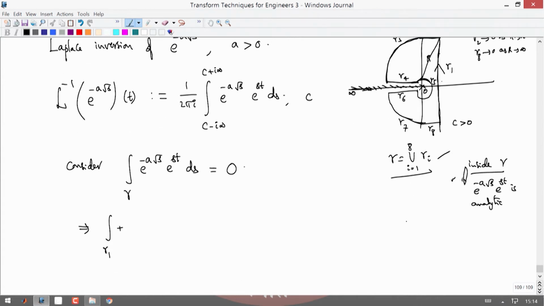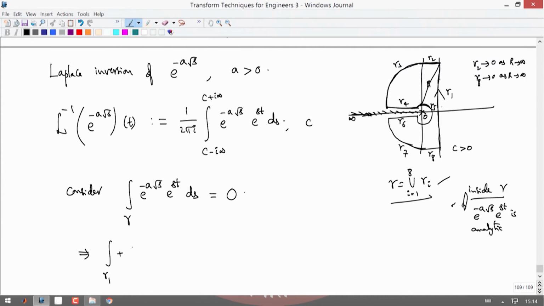So, over gamma 3 plus gamma 4 plus gamma 5 and then plus gamma 6 plus gamma 7 of this function e power minus a root s times e power s t ds, which is equal to 0.